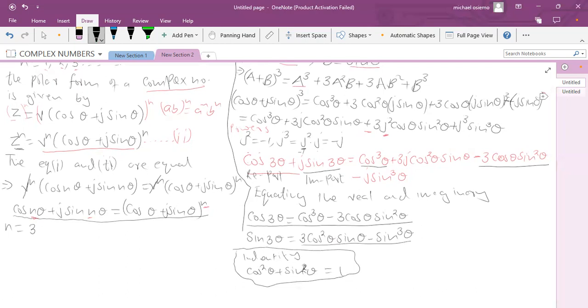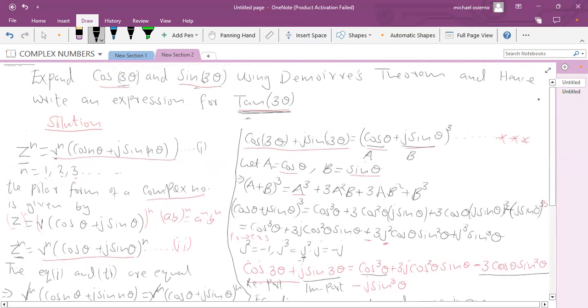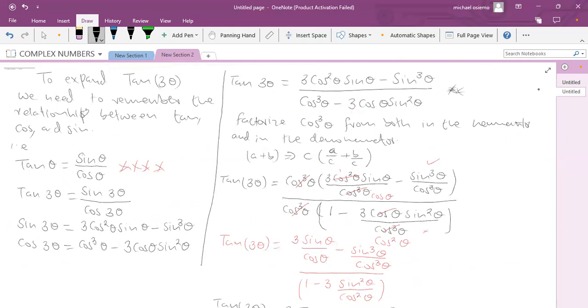Now, suppose we have already obtained the expression for cos and for sine, and now we want to prove the second part of the equation, the expression for tan 3 theta. We should remember the relationship between sine, cos, and tan theta, and that is that tan theta is equal to sine theta over cos theta. That expression. Then after that, this means now tan 3 theta will be equal to sine 3 theta over cos 3 theta.